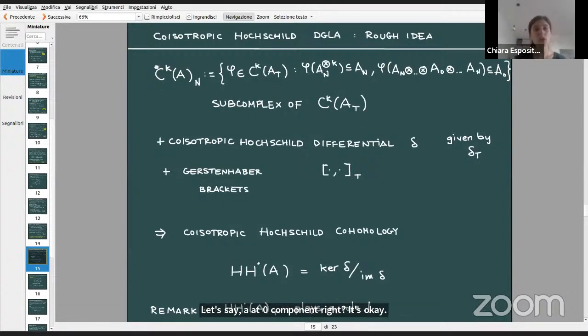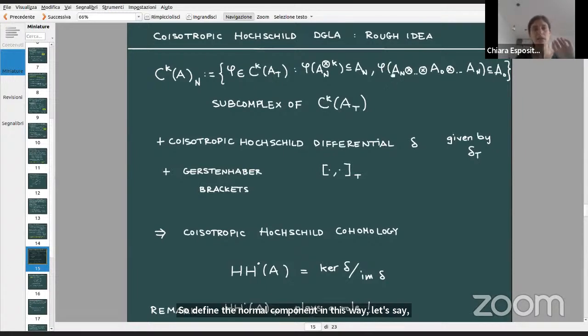The normal one cannot be simply C^k of A_N. We want to get a subcomplex of the total component. We want to get a sub-DGLA. So we want something which is somehow non-trivial, because otherwise this would be simply putting different Hochschild complexes in a triple. Not very interesting and not very rich, because we will see that actually this way contains much more information. So I define the normal component in this way.